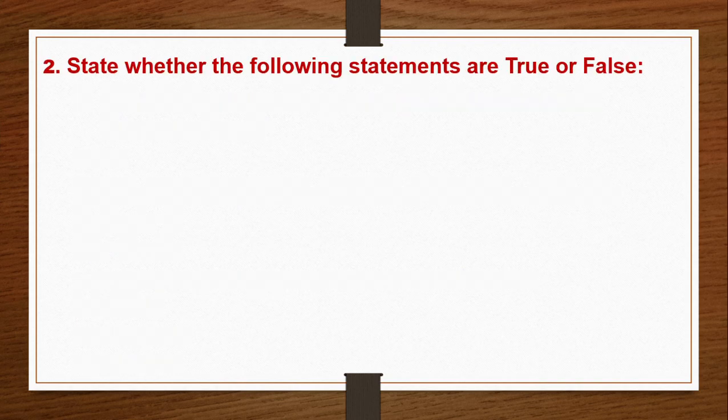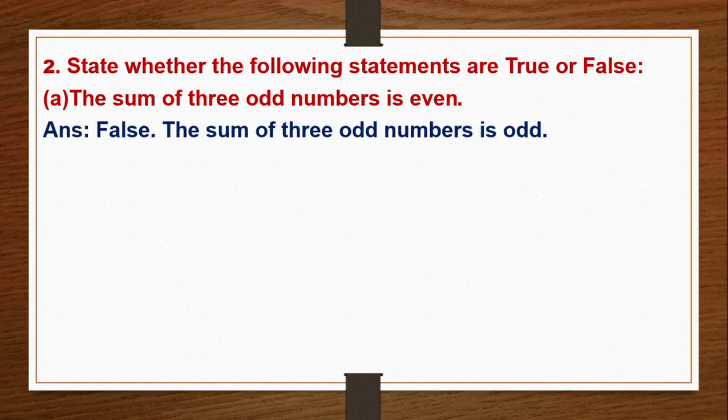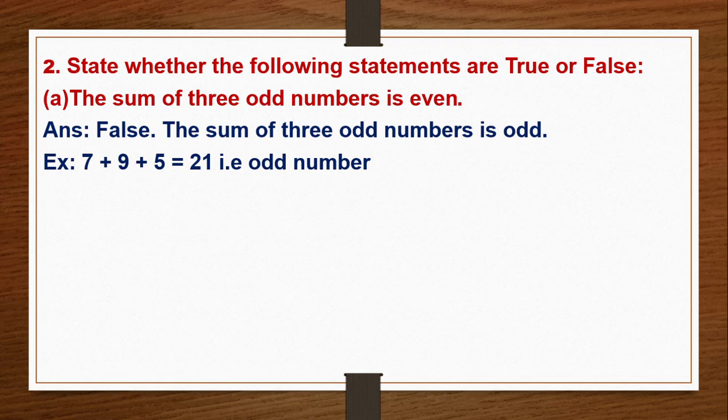State whether the following statements are true or false. The sum of three odd numbers is even. So here, how can we say whether it is true or false? We just need to apply one example. Later we have to decide. Okay, so let's take one example: 7, 9, 5. Let's add it. We are going to get 21, which means 21 is an odd number. So we say it is a false statement.